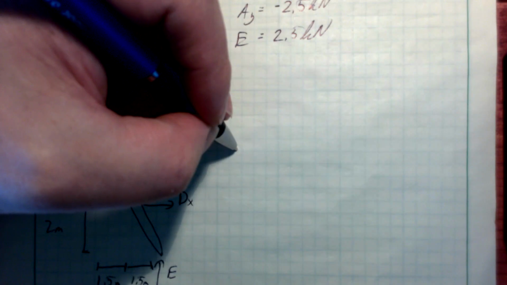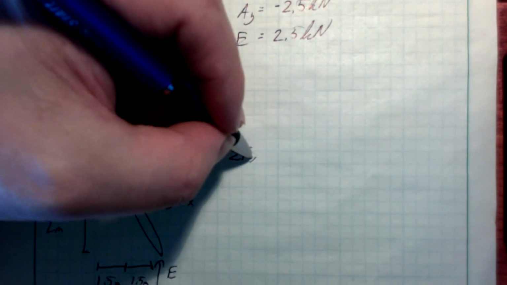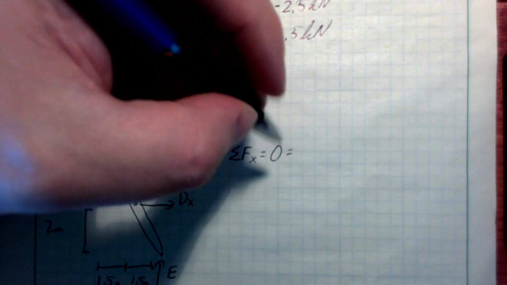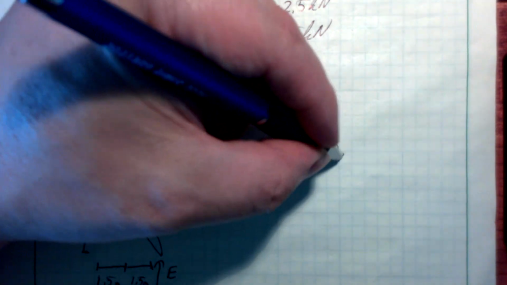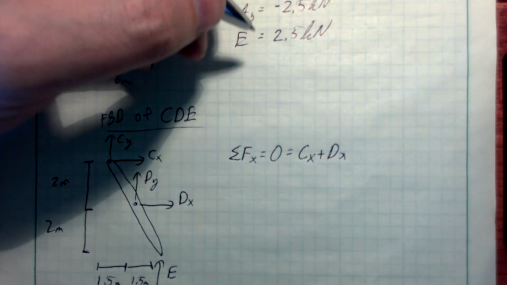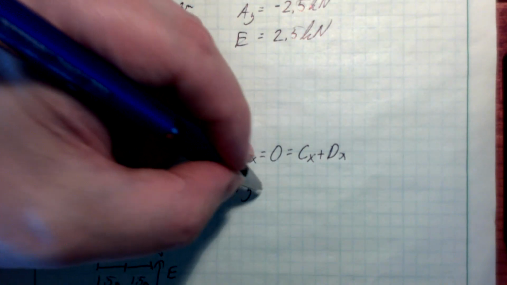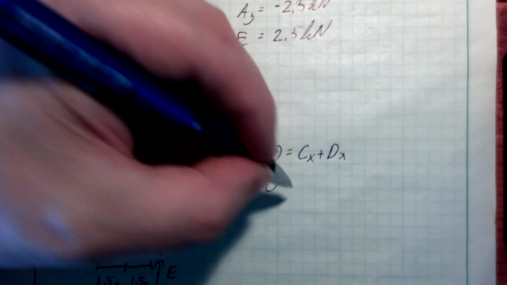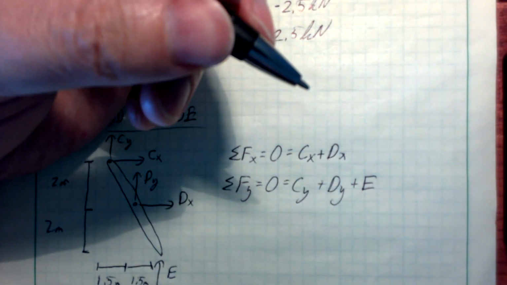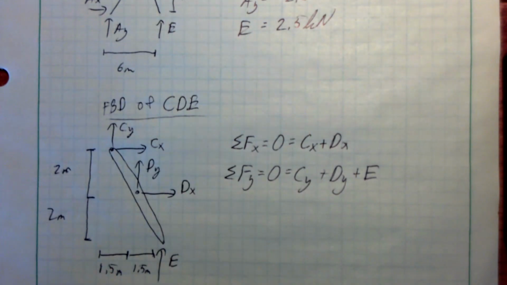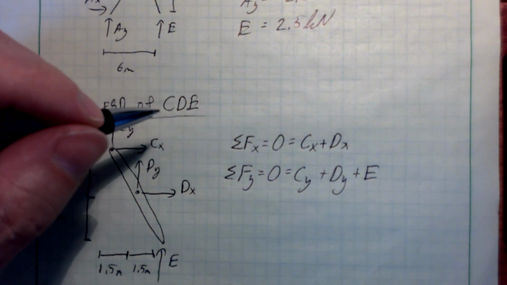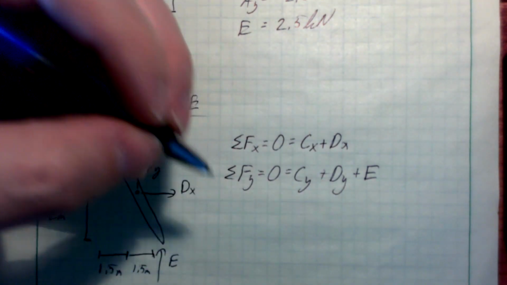Okay, so what I can do then is say, sum of forces in the x direction equals 0. That's going to be CX and DX. So that's one equation, two unknowns. Can't solve that one. Sum of forces in the y direction is also equal to 0. I've got CY and DY, plus the value for E. Now I've got two equations with 4 unknowns. Not so good so far.